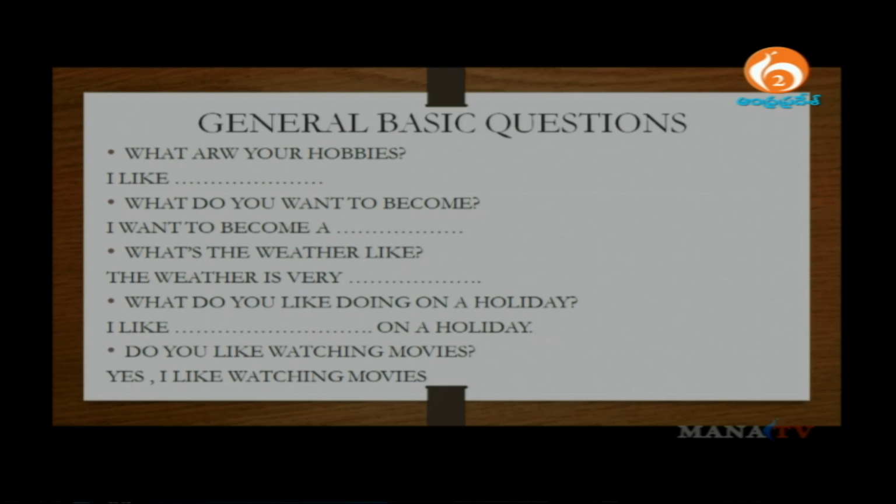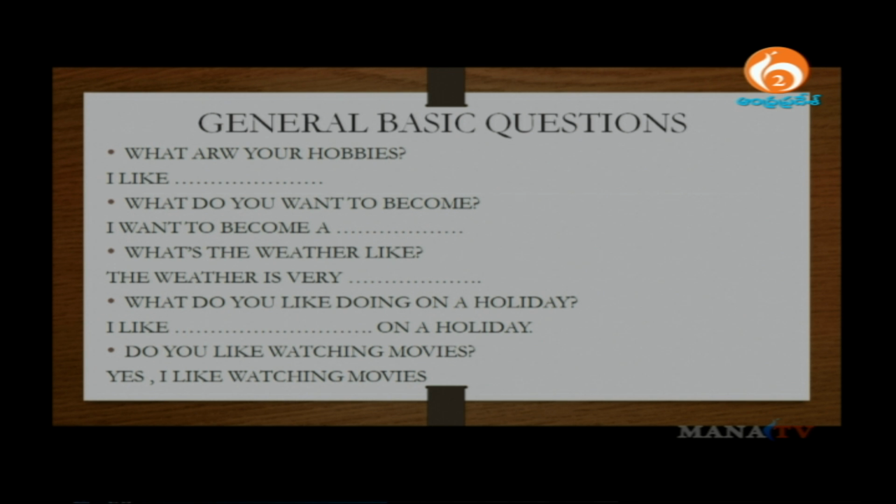If you can see the next point, what do you want to become? Obviously everybody wants to become something. Everybody wants to be a doctor, or an engineer, or an actor. These are interview questions in fact. And you can say, I want to become an entrepreneur.